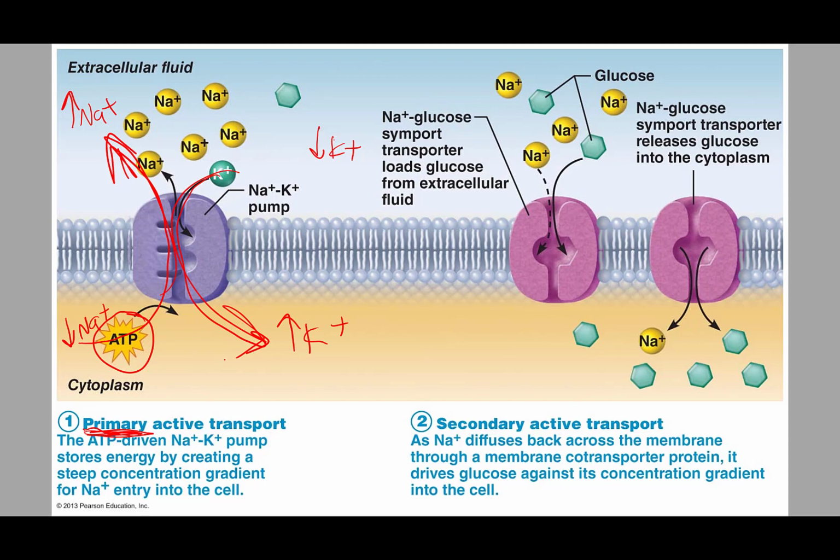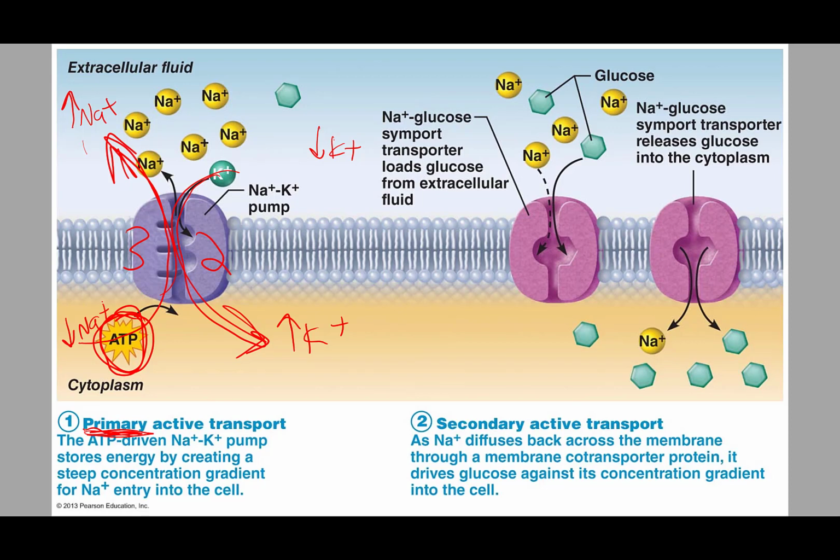I'm going to go ahead and tell you this now. It will be important later in this lecture and later in the semester. It doesn't just move sodium out and potassium in. For every cycle, it uses one ATP. It moves 3 sodium out, 2 potassium in. Then it uses another ATP to move 3 sodium out, 2 potassium in. It uses another ATP to move 3 sodium out, 2 potassium in, and it does that constantly. 3 sodium, 2 potassium.